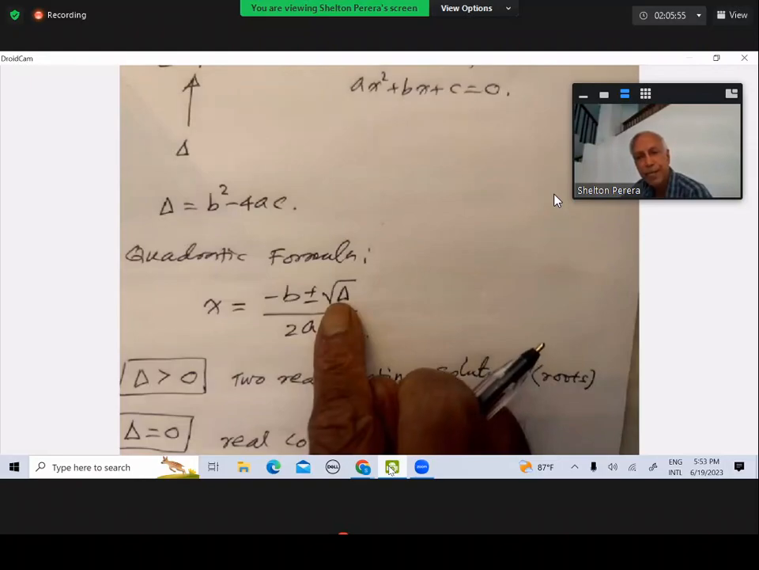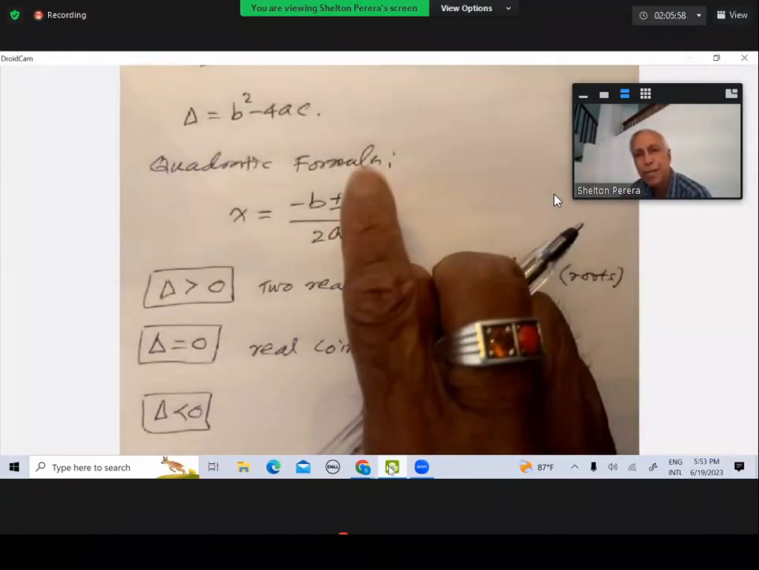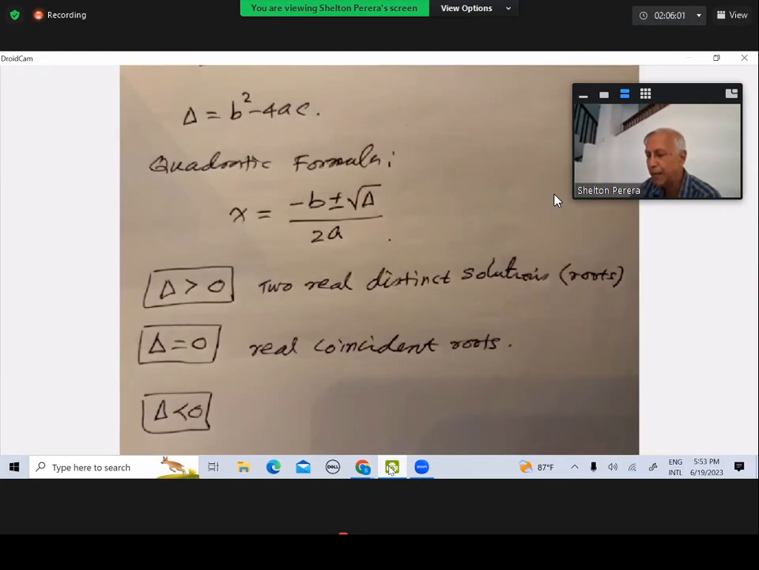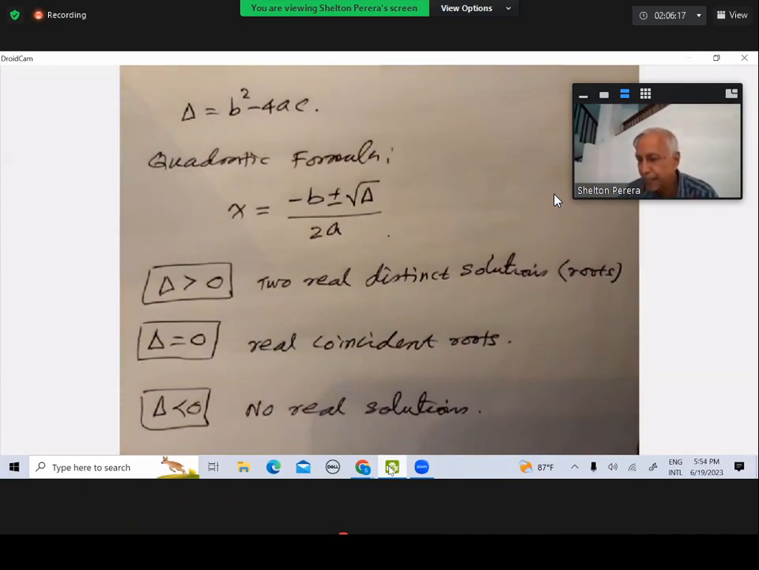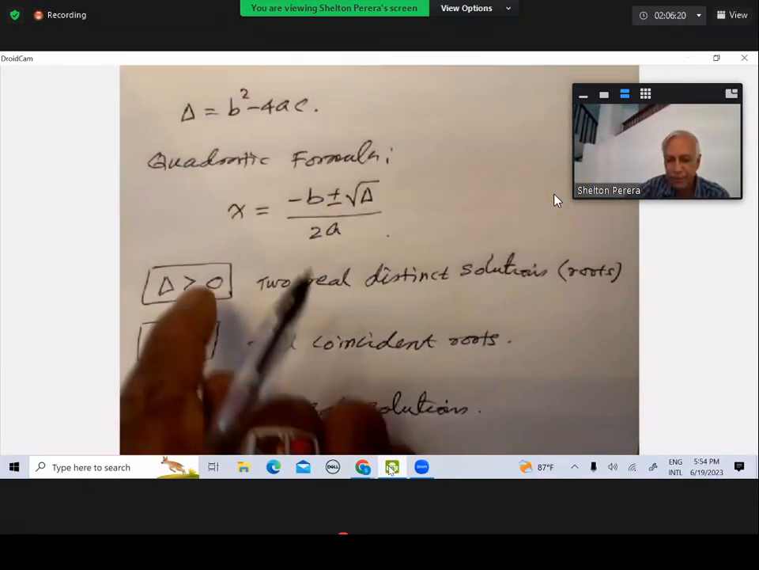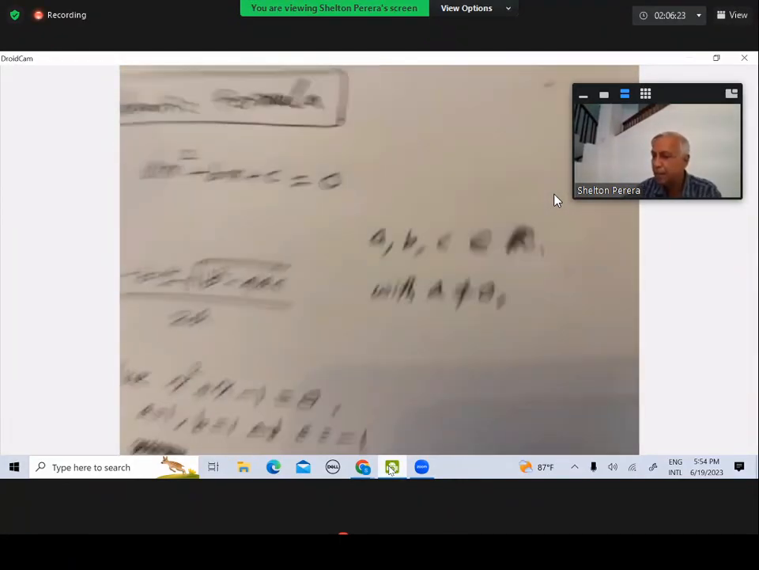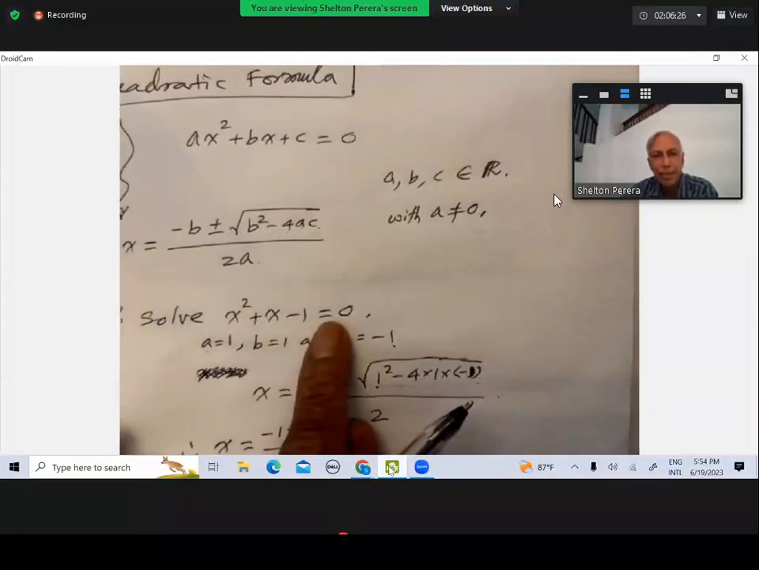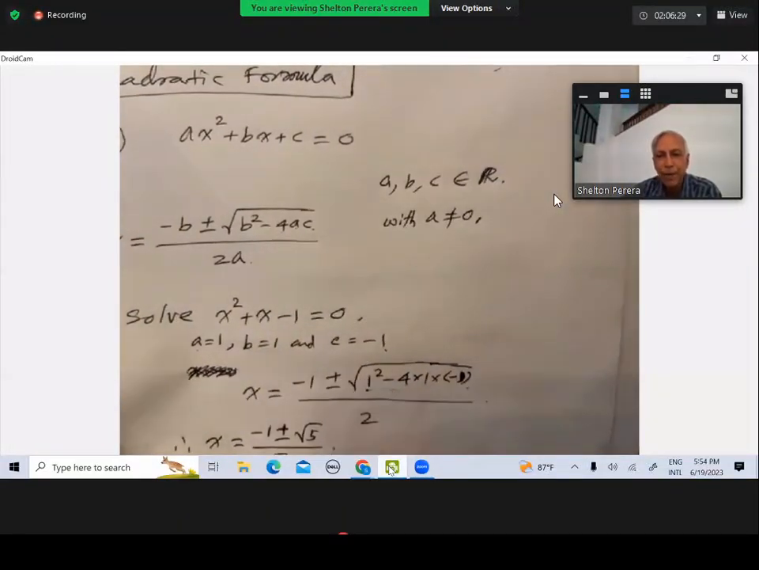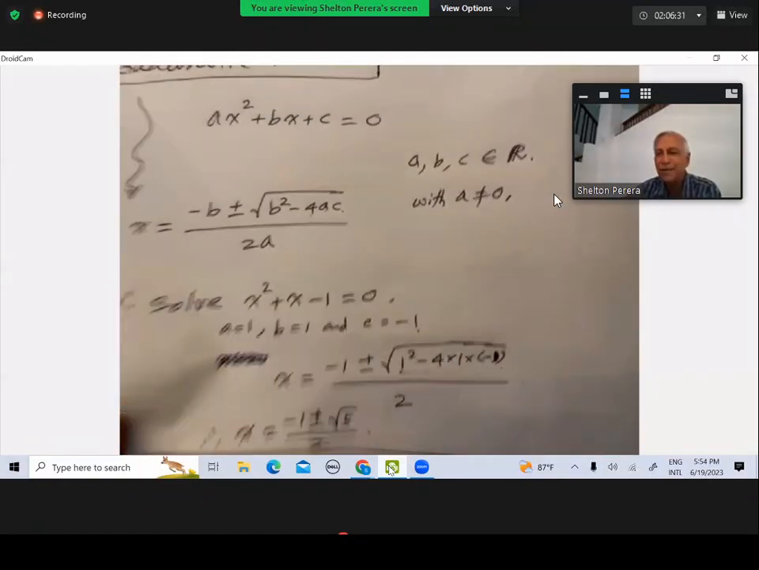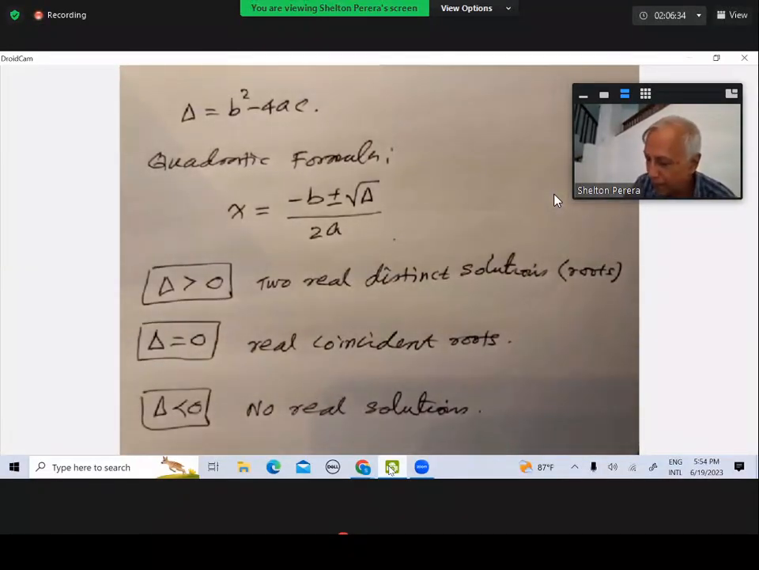Delta negative: when you apply the quadratic formula, you get a negative number inside a square root. No real solutions. There are two roots, they are complex numbers. I will come to that in a minute. For now, for the first case, we did an example, x squared minus x minus 1. Delta was 5.